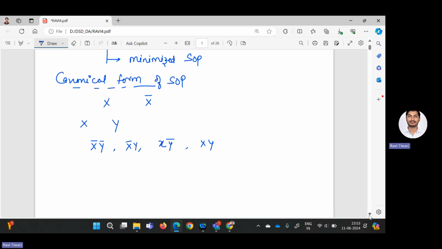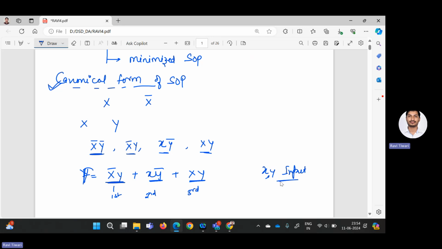Canonical form means each term should have all the literals or variables. Then it is called the canonical form. If I write any expression, for example Y equals X bar Y plus X Y bar plus X Y, as you can see, it has 3 terms: first term, second term, and third term. Each term should have all the input variables. How many input variables are there? We have X and Y, right? X comma Y are my input variables.